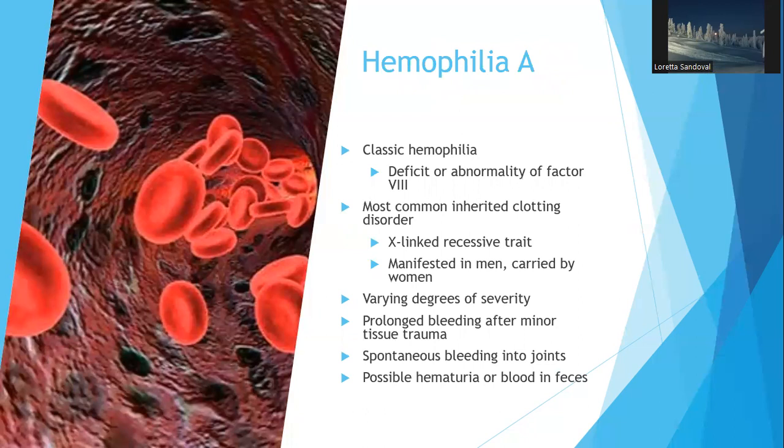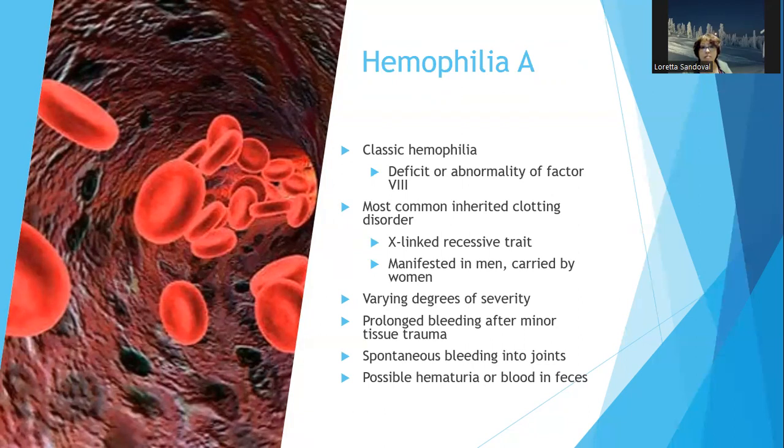So hemophilia A is what's called classic hemophilia. It is a genetic disorder. It's a deficit or abnormality of clotting factor 8. So the gene that codes for clotting factor 8 is defective in hemophilia. It's the most common inherited clotting disorder. It's an X-linked recessive trait, meaning it's manifested in men and carried by women.